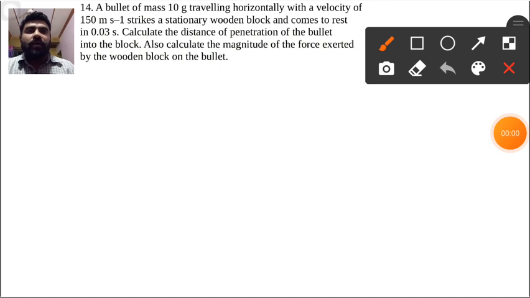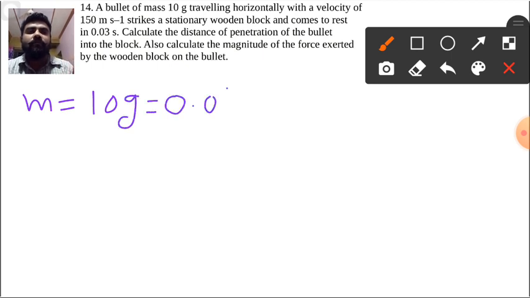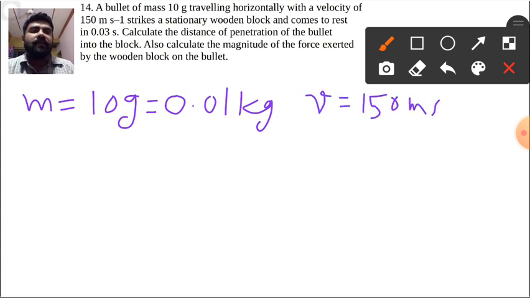Now a question: a bullet of mass 10 grams. So mass is equal to 10 gram, which in kilogram is 0.01 kilogram, traveling horizontally with a velocity of 150. So velocity is 150 meter second inverse. So fast, it strikes a stationary wooden block and comes to rest.